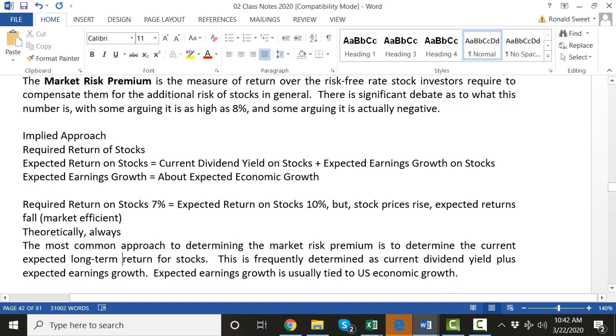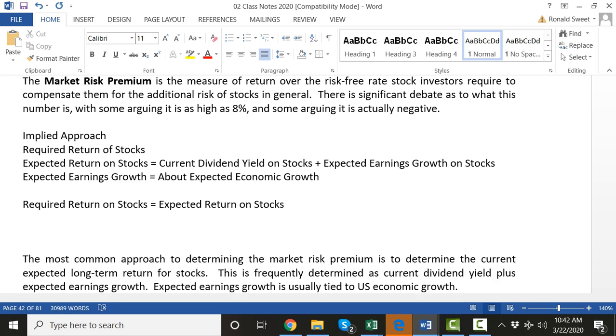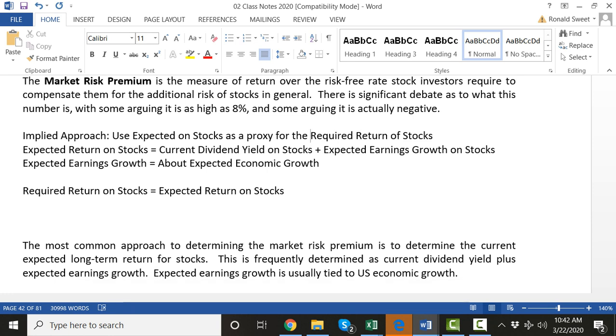And so since the required return on stocks equals the expected return on stocks, and given that we can calculate the expected return on stocks, but we need the required return on stocks, what the implied approach says is, use the expected return on stocks as a proxy for the required return on stocks. So I'll leave it there.